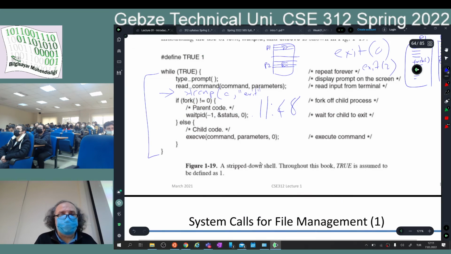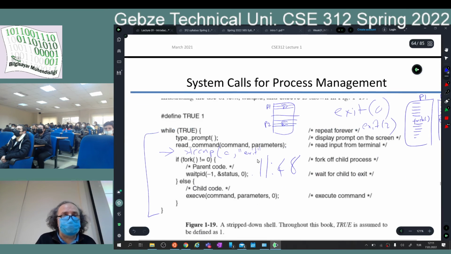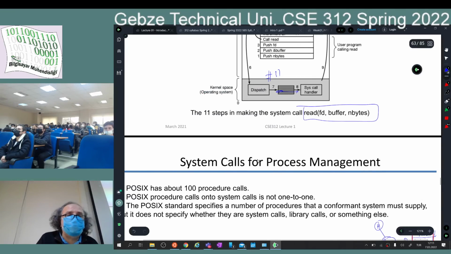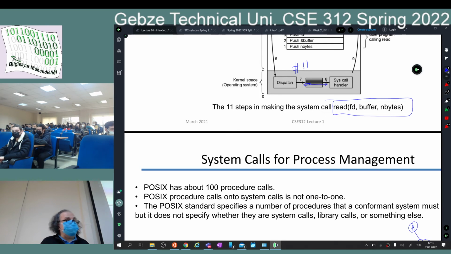Okay, so let's go back. These are the system calls for the process management: fork, waitpid and execve. Of course, I did not talk about these parameters. You are going to learn them in your systems programming course. Systems programming course is about this POSIX interface. Remember this POSIX interface? It defines 100 procedure calls. You are going to learn what those procedure calls do, one by one. On top of it, there are POSIX libraries like the multi-threading library, and you are going to learn about them too. That's what systems programming does.